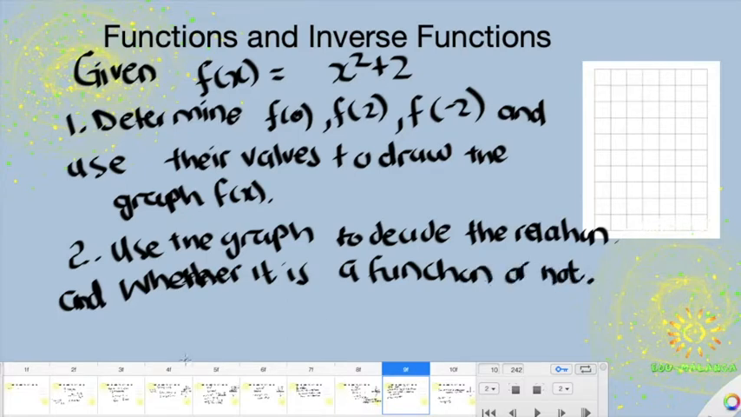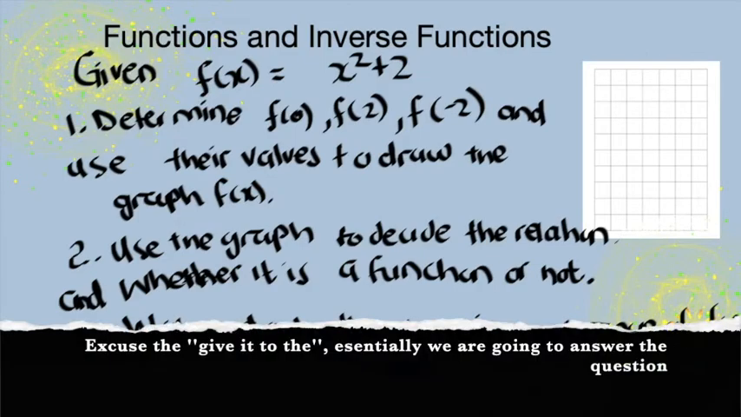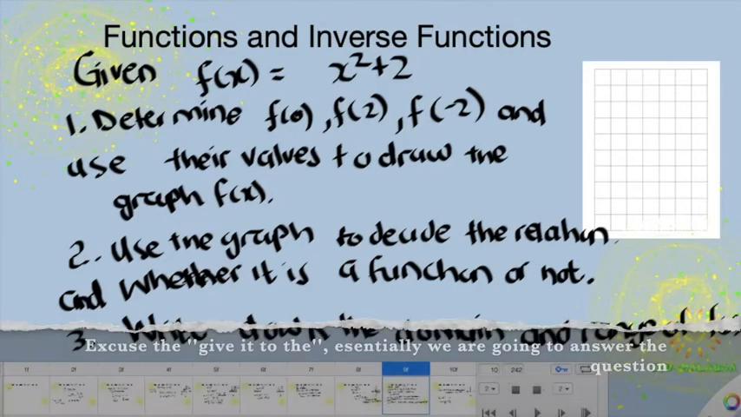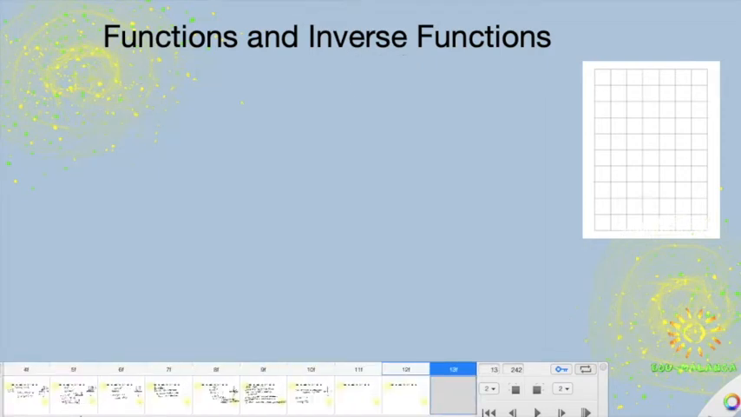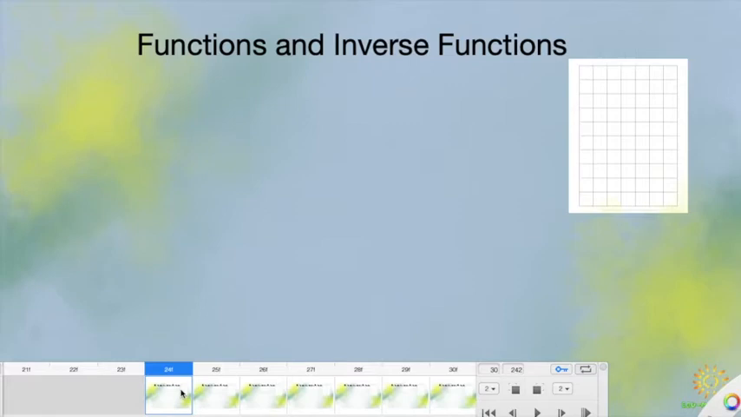And then 3. We haven't done this yet, but we've been discussing it, and so I think we will be able to handle it very well. Write down the domain, x values. What are the x values and range of fx? Okay, so we're just going to give it to them, because we've been doing this and we trust you guys so much, and I know if anyone can do it, it is you guys.